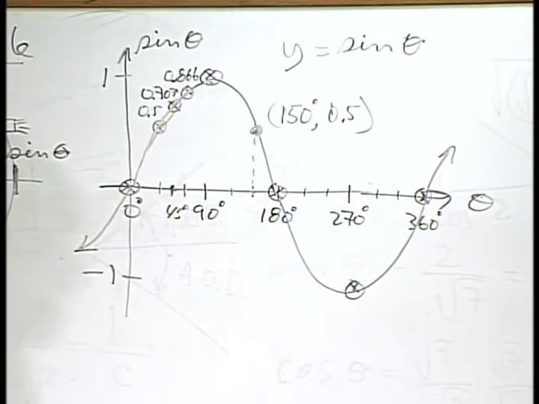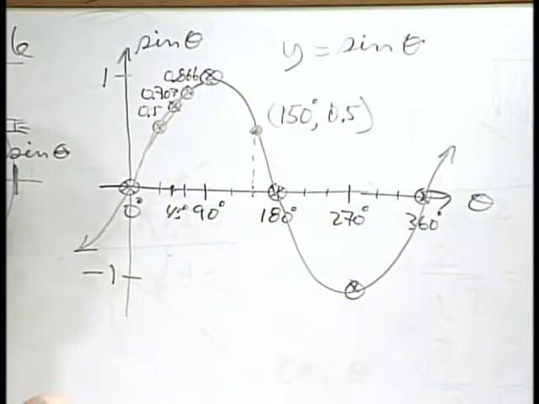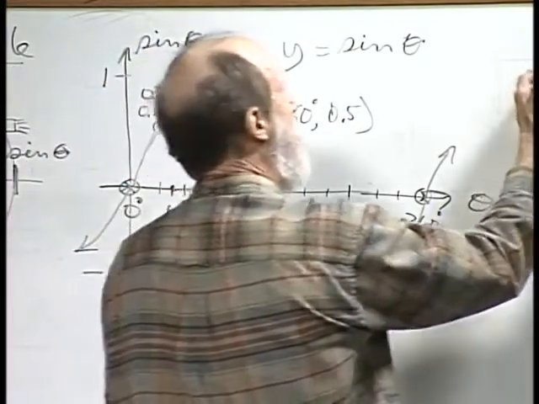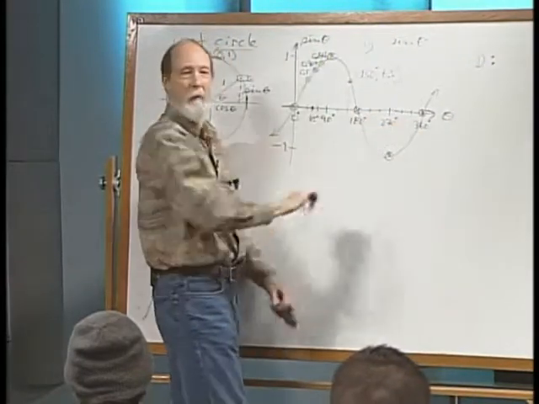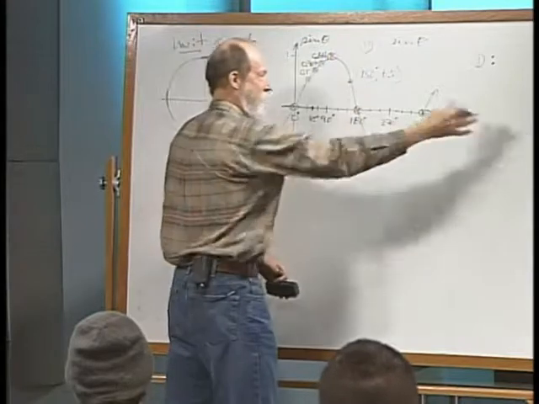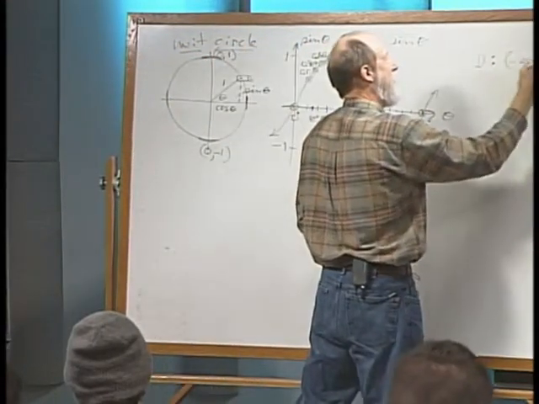Notice, why do we call it a function? It passes a vertical line test, does it not? What's the domain of this function? Any angle is possible, isn't it? From positive angles, negative angles. So from negative infinity to infinity.